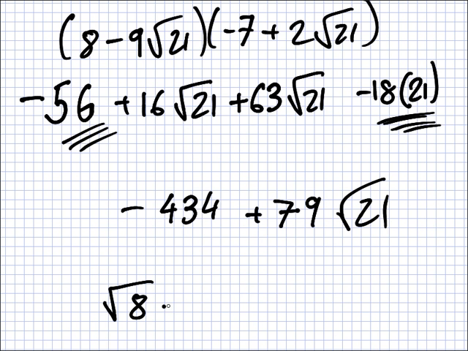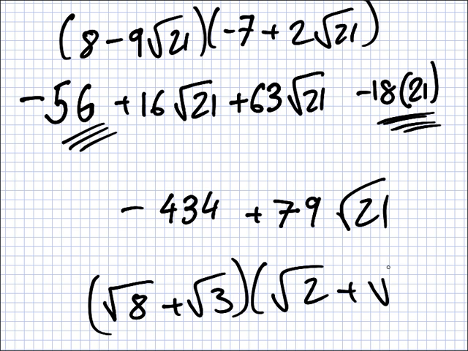Okay, one more like this, just a little bit harder. Root 8 plus root 3 times root 2 plus root 48. And my advice before you start is see if you can simplify any of the surds.